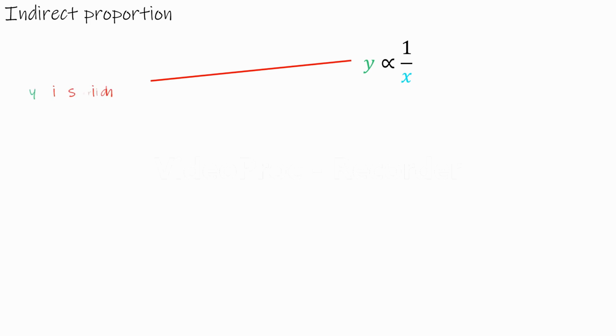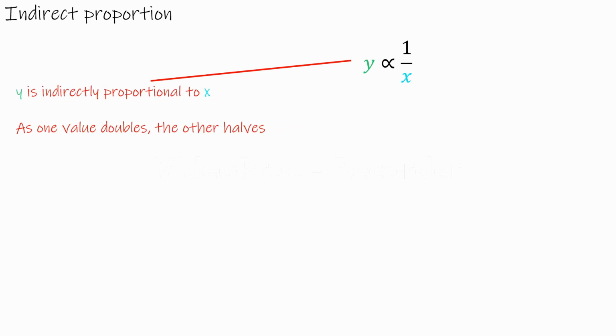Now, here we are told that y is indirectly proportional to x, and we can see this as we have our Greek proportion sign between y and 1 over x. We are told that it is 1 over x, meaning that as one value doubles, the other value will halve, and we can represent this with a graph, which you will need to remember.